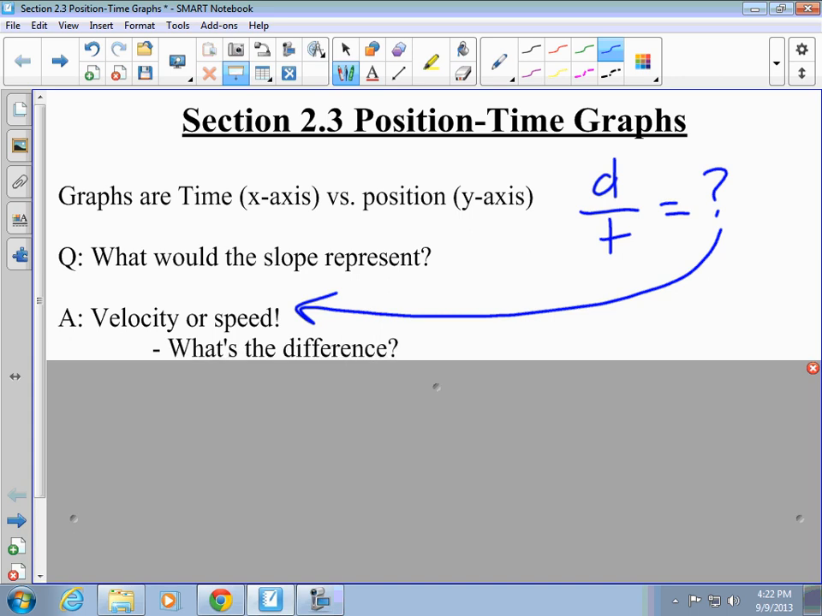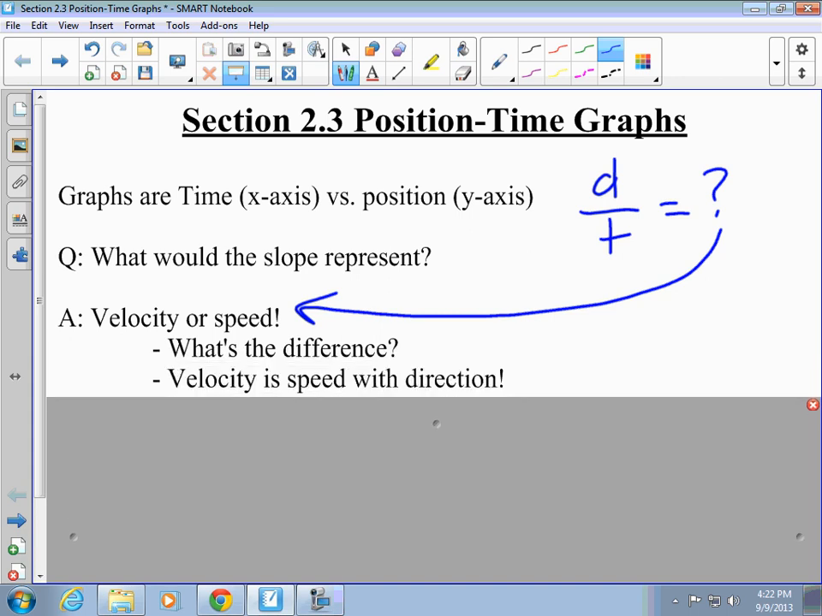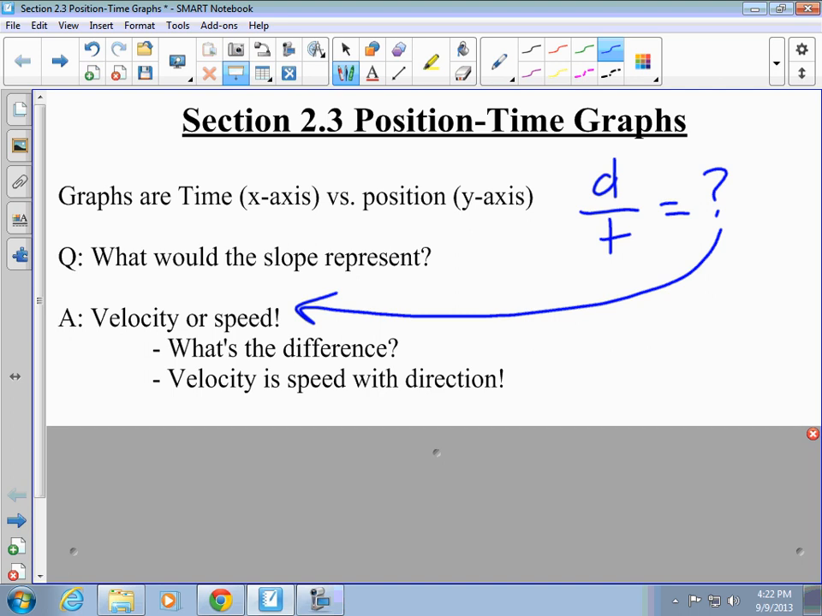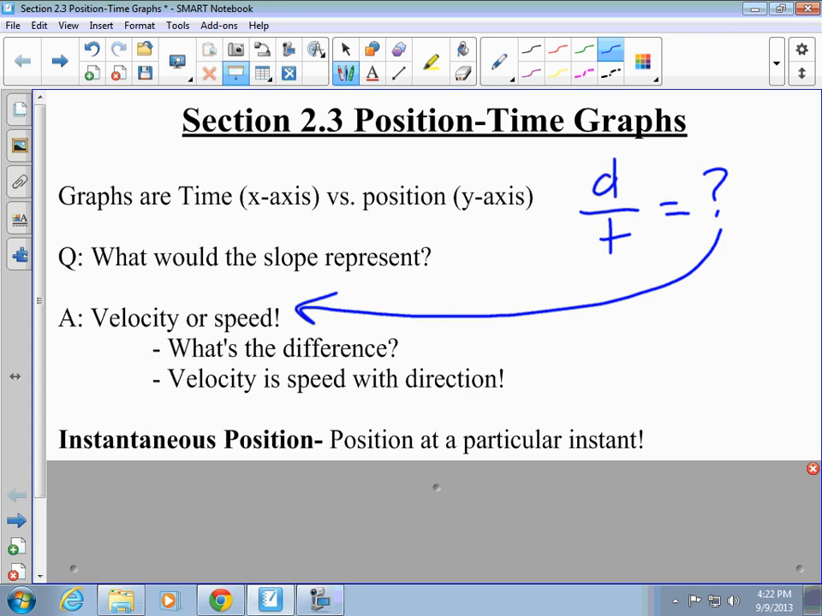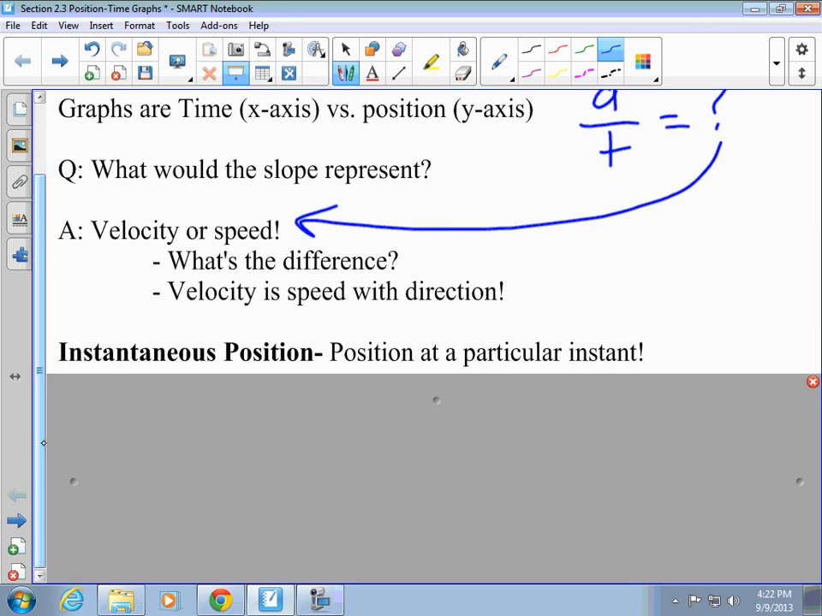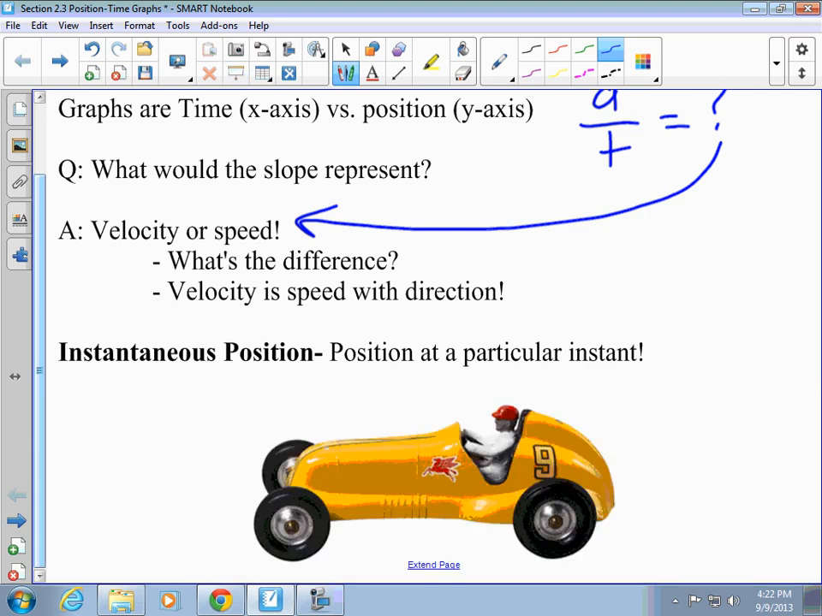Remember from section 2.2, velocity is speed with direction. You can have speed. Speed is just a number. Speed is no direction. Velocity means you have to include that direction since it's a vector quantity. Now, when we're talking about position time graphs, we have a couple things to go over. We have instantaneous position, which is your position at the particular moment at a particular instance. So it's your position right at that particular moment.